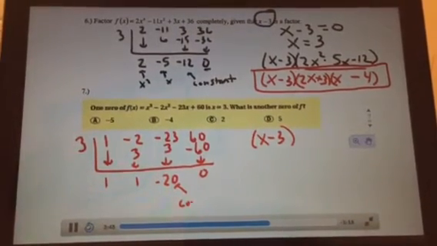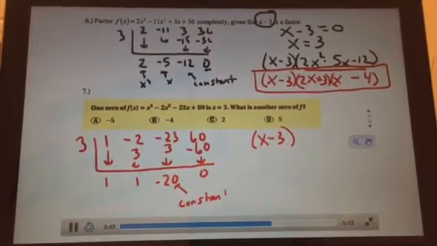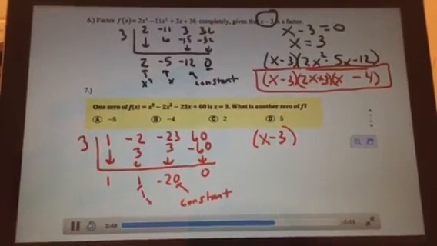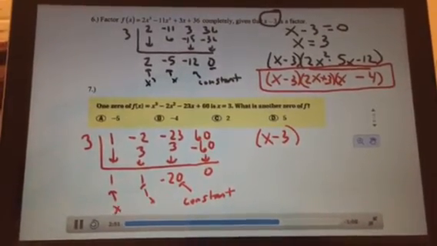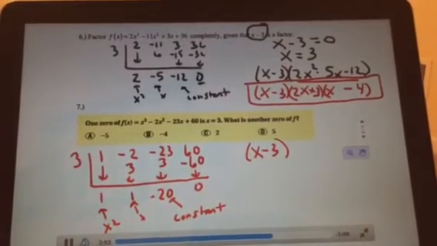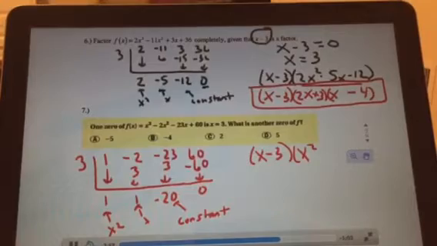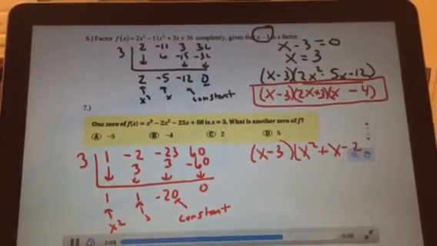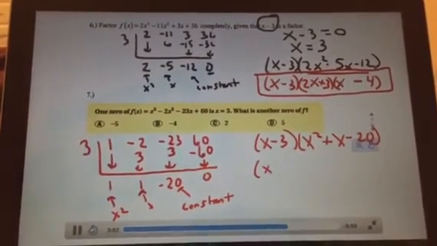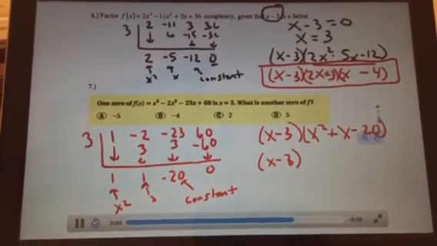So this is my constant. This is my linear term. This is my quadratic term. So my other part of the factorization is x squared plus x minus 20. And I have to factor that down to get my complete factorization.